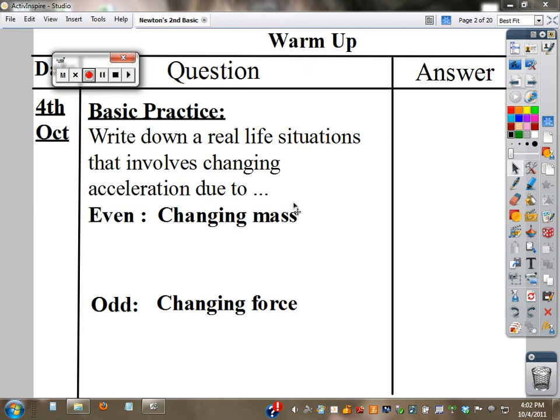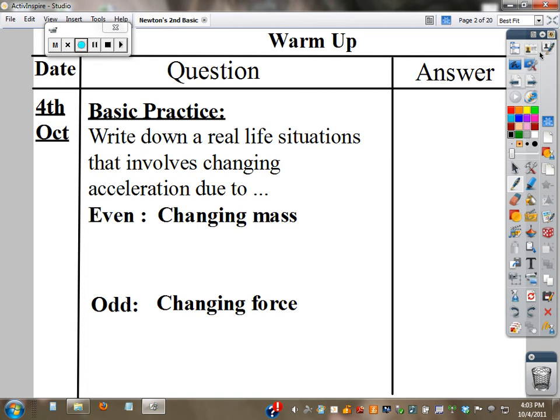All right, we have finished our project and are ready to start the calculation side of Newton's second law. So for your warm-up today on October 4th, write down a real-life situation that involves either changing acceleration due to mass or force, depending on your seat number. So pause the video and try to write one.